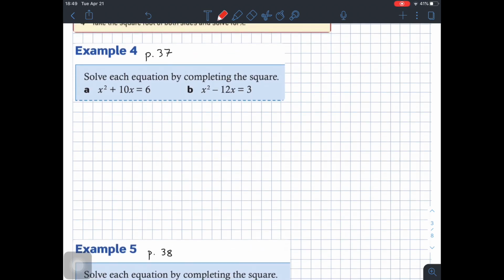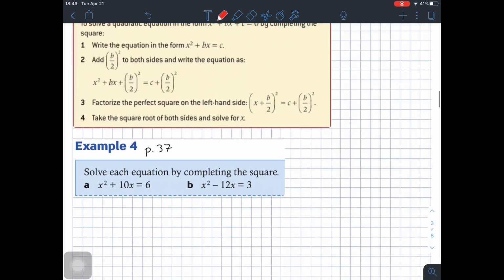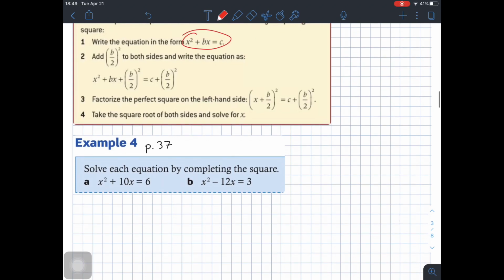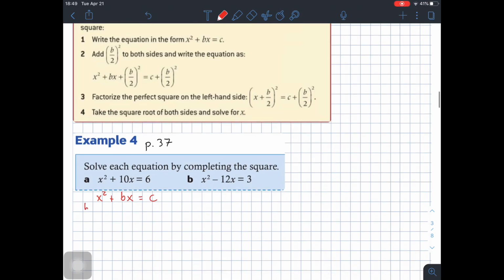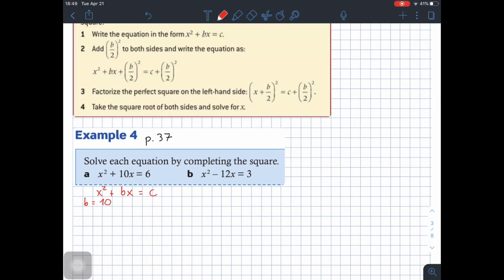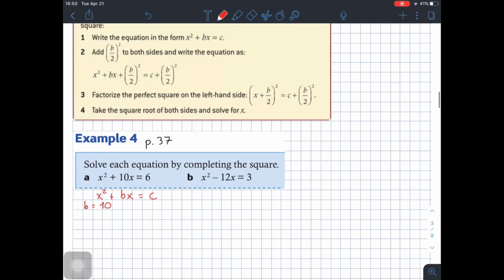Example 4, solve each equation by completing the square. So we need to solve this by completing the square and this by completing the square. So how do we do that? We need to complete the square in the left side of the equation. And how do we do that? Let's follow the steps. First of all, we need to write it this way. This is already written this way. You see that this is x squared plus bx equals c. So the value of b in this case is 10, right? And the value of c is 6, but we don't care much about c in this case.